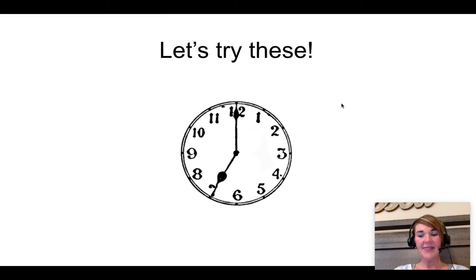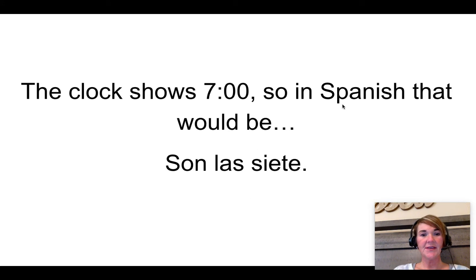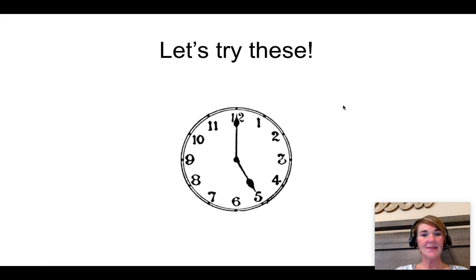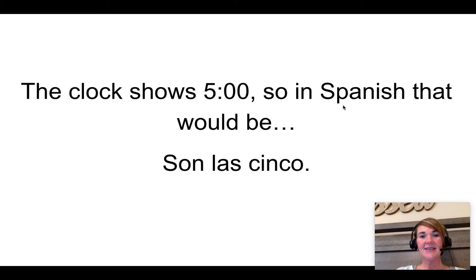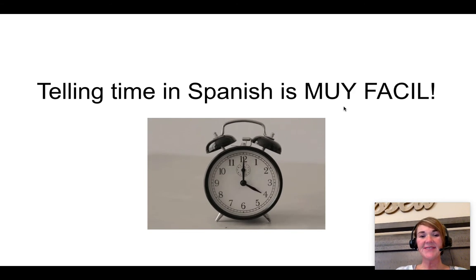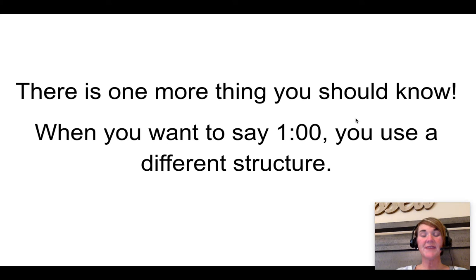Here's another one. Think about what time it would be. The clock shows 7 o'clock. So in Spanish, that would be son las 7. And here's another one. This clock is showing 5 o'clock. So in Spanish, that would be son las 5. It's pretty easy, isn't it? So telling time in Spanish is muy fácil. Very easy.